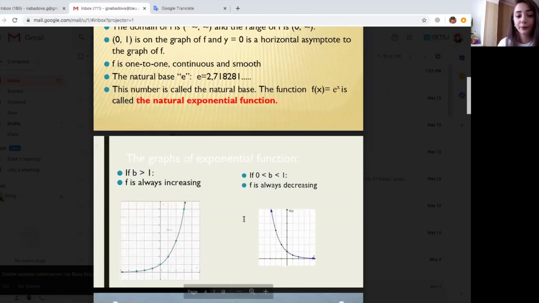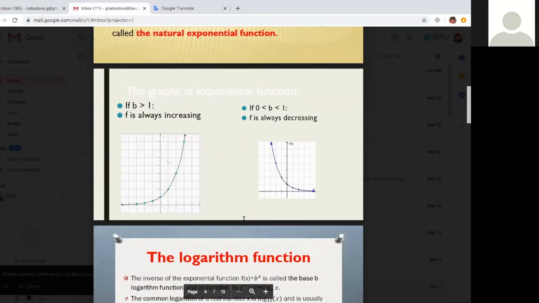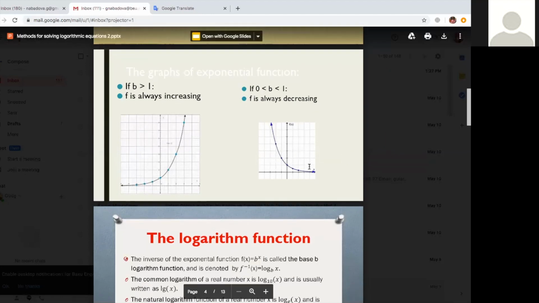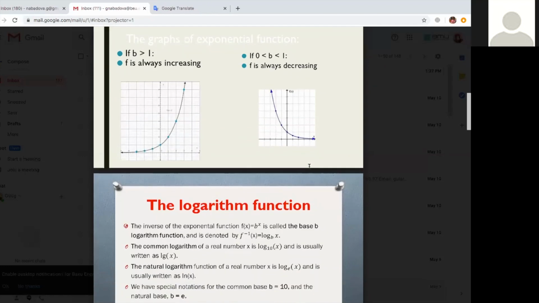If b is greater than 1, this is the graph, and as you see, f is always increasing. And if b is greater than 0 and smaller than 1, this is the graph, and as you see, f is always decreasing.